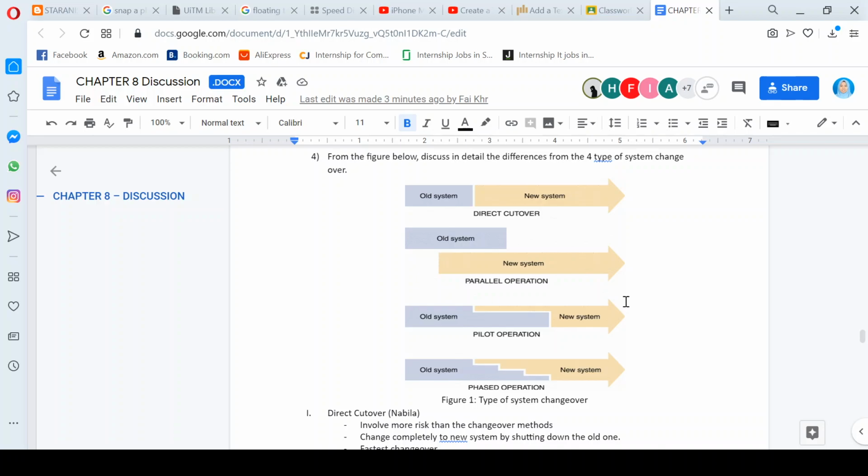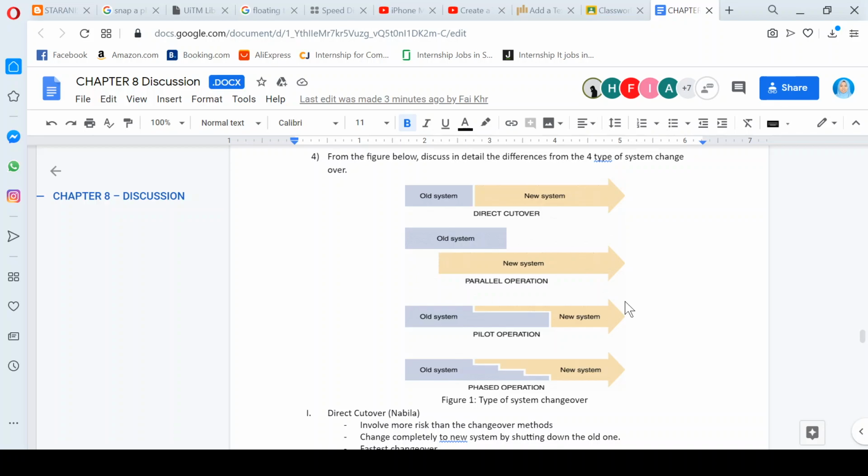Okay, and then the second type of the system changeover is the parallel operation. Okay, so here Nabila mentioned parallel operation is easier to be verified. Then the new system is working properly under the parallel operation than under the direct cutover. Running both system might place a burden on the operating environment and can cause the processing delay.